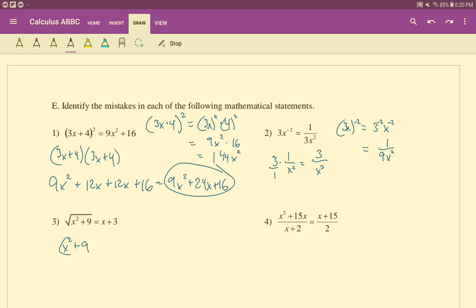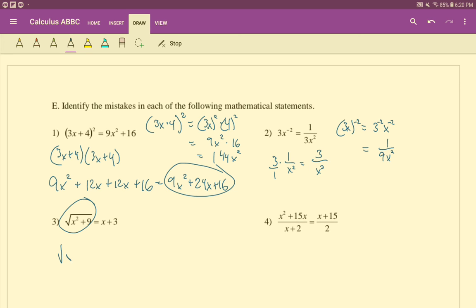So what can we do here? How can we simplify this? Well, the answer is we can't. We can't break up this square root over addition, so we would try and maybe factor x squared plus 9, but x squared plus 9 doesn't factor. So this is just the best we can do right here, the root of x squared plus 9, and that's all we can really do. We can't really simplify it there.